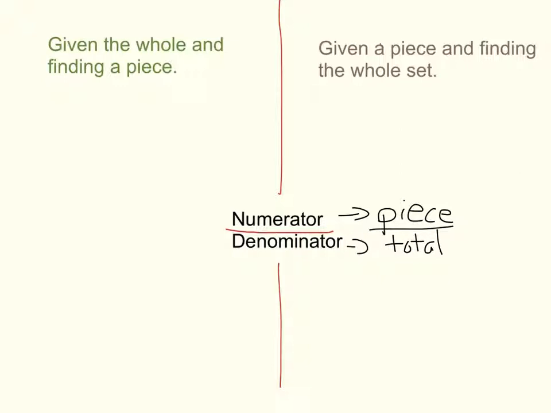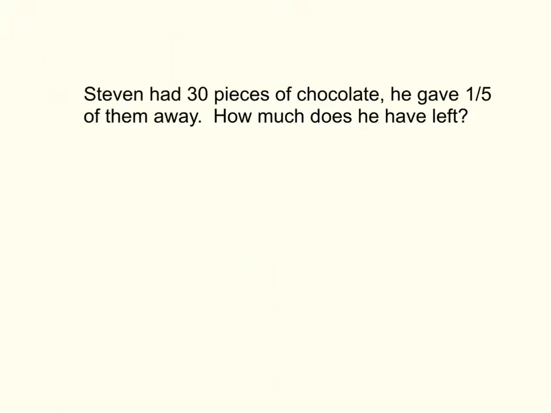And this is going to help us solve these problems because in either case, we're either given the piece and we're trying to discover the total, or we're given the total and we're trying to discover the piece. But we should always keep in mind that the piece belongs on the numerator and the total belongs in the denominator. Looking at our first example, Stephen had 30 pieces of chocolate.